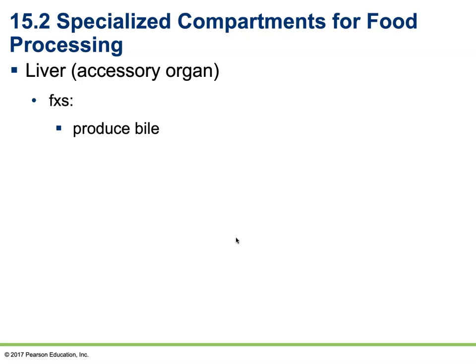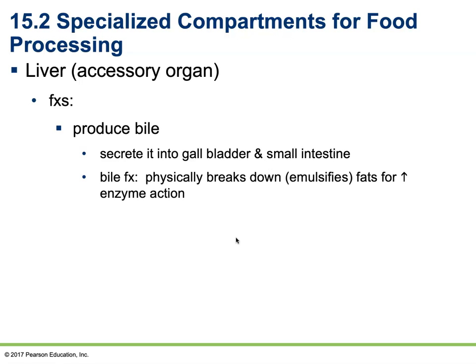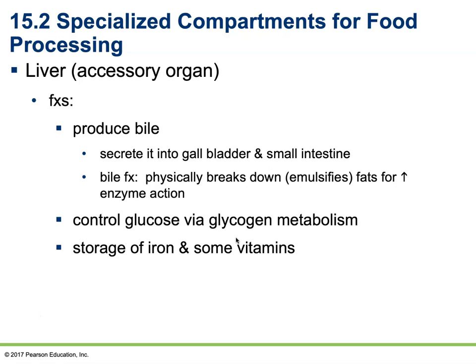There are some digestive activities of the liver. The liver is going to produce bile, which is secreted into the gallbladder and small intestine. It's going to help regulate blood glucose levels. It's going to package lipids with proteins to form lipoproteins, which aid in the transport back to the blood. It's also going to help remove poisonous substances from the bloodstream.